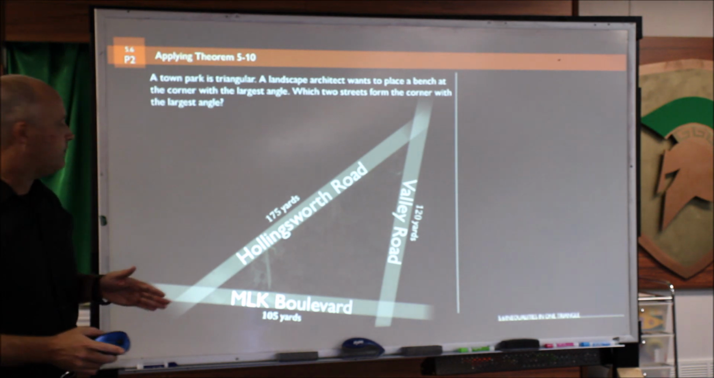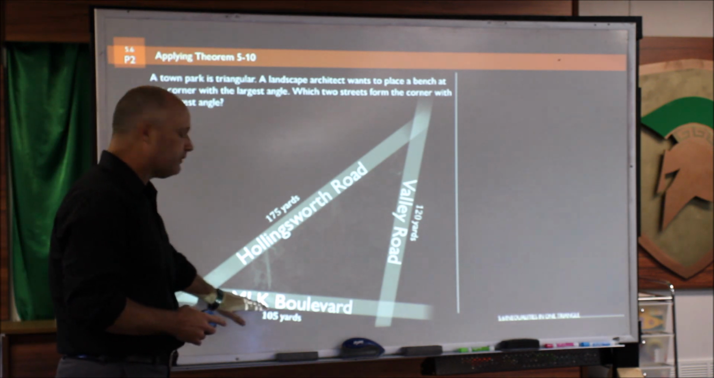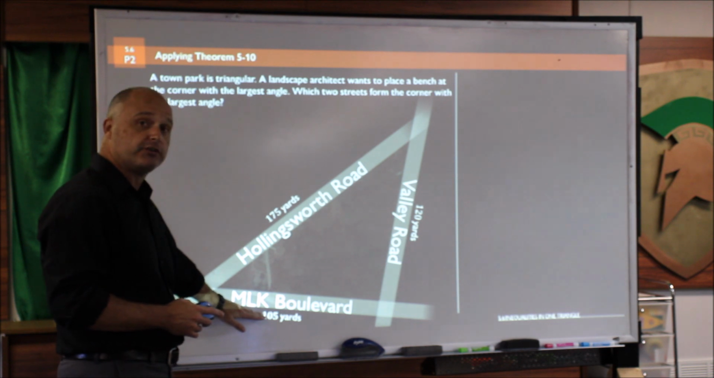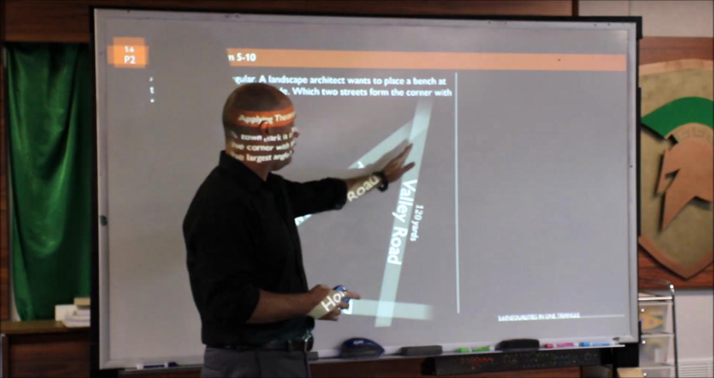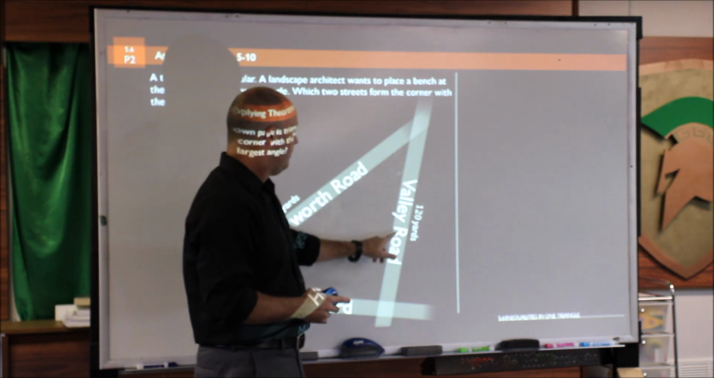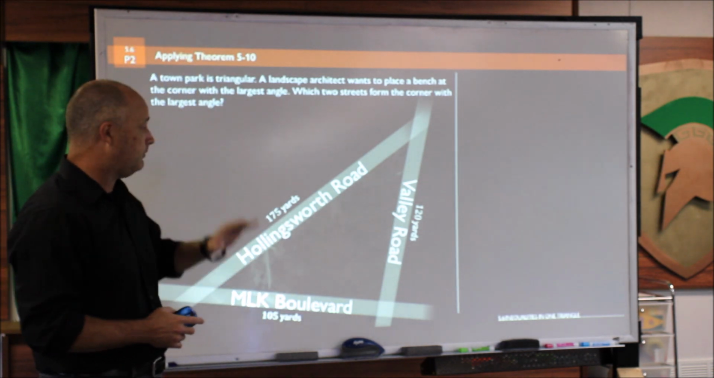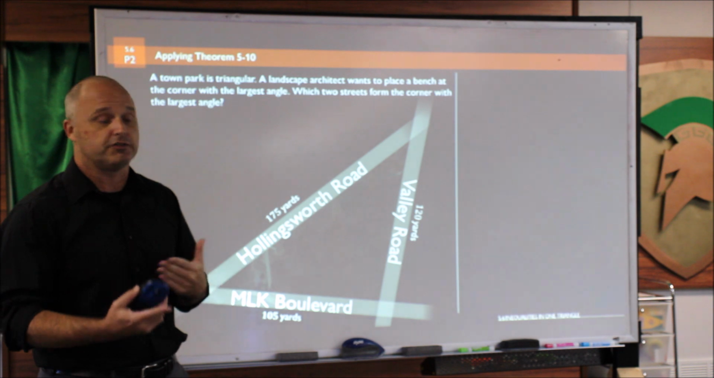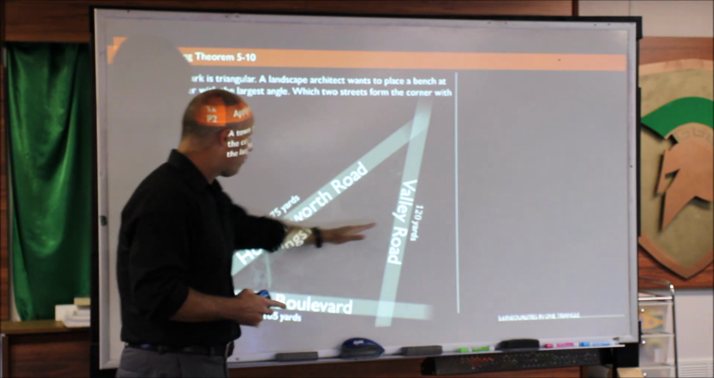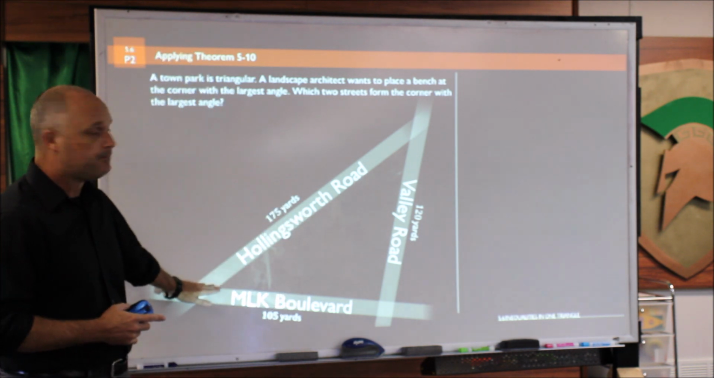So what that tells us is that since MLK Boulevard is 105 yards long and it's the shortest road, that means it's across from the smallest angle. Since Valley Road is 120 yards, which means it's the middle, in between the largest and smallest, that means that across from it is the middle angle.